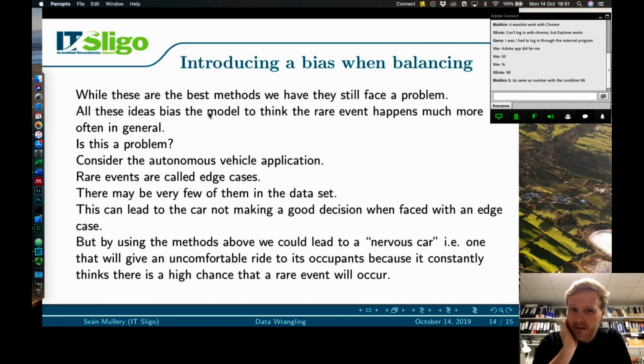All these ideas bias the model to think that rare events happen much more often in general. That may or may not be a problem, but think about the example of an autonomous vehicle. We find rare events, where somebody suddenly cuts into your lane, which normally wouldn't happen, or somebody runs a red light, which normally shouldn't happen. Because they rarely happen, we produce many more of them so that our system learns what to do in that case. That may seem fine, but it now leads to a vehicle that thinks that's going to happen quite regularly. So it automatically falters when it has a green light, despite the fact that it shouldn't. It automatically assumes that cars in the other lane are about to jump out in front of it when they're not. What happens in that case?